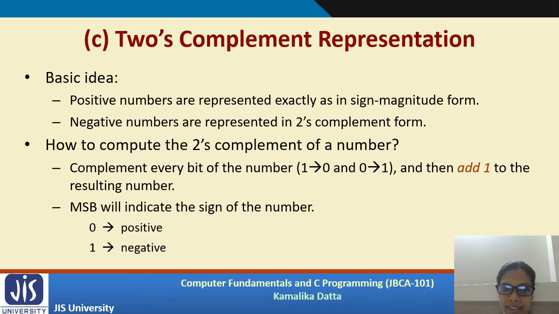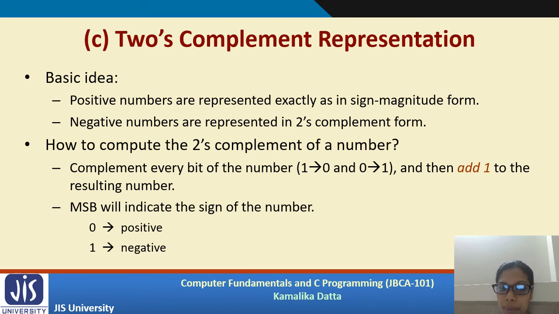So what is the basic idea? Positive numbers are represented exactly in the sign magnitude form. So the way we were representing them in one's complement, the positive numbers are also represented in two's complement as in sign magnitude form. There is no difference here for the positive numbers. But the negative numbers are represented in terms of two's complement form. It's not one's complement, it's two's complement form.